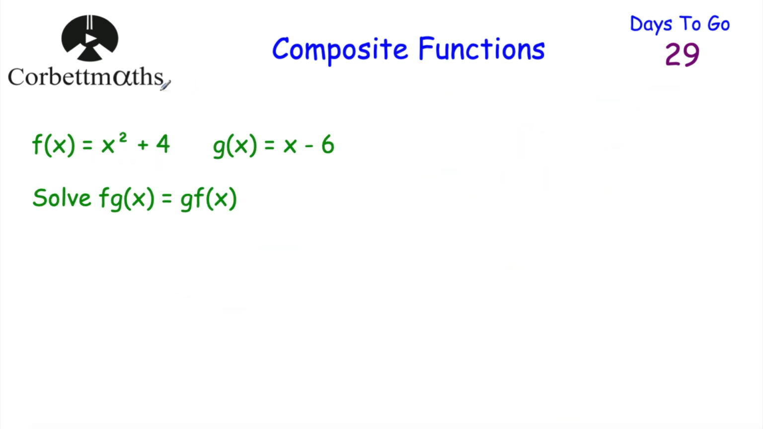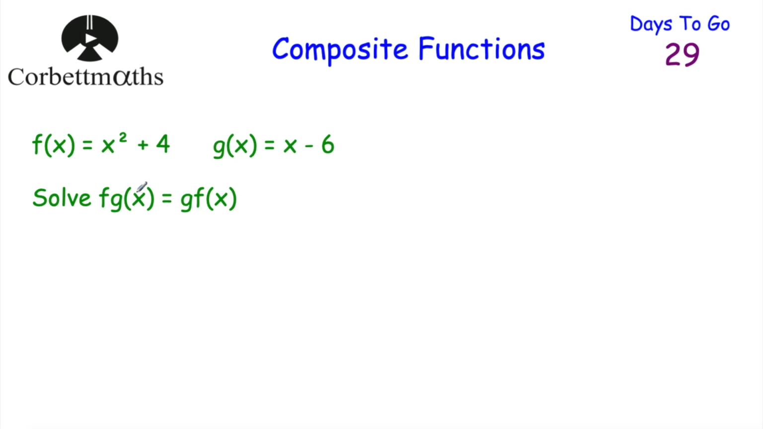Okay, let's have a look at one last question. We've got f of x is equal to x squared plus 4, and g of x is equal to x minus 6, and we've been asked to solve fg of x equals gf of x. We want to solve it, so feel free to press pause and to work this out.